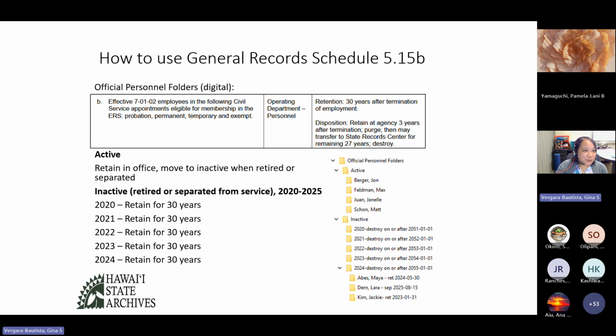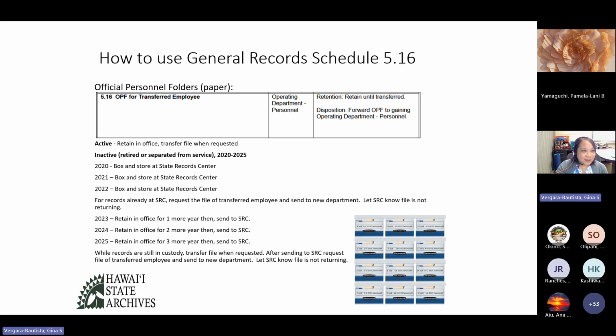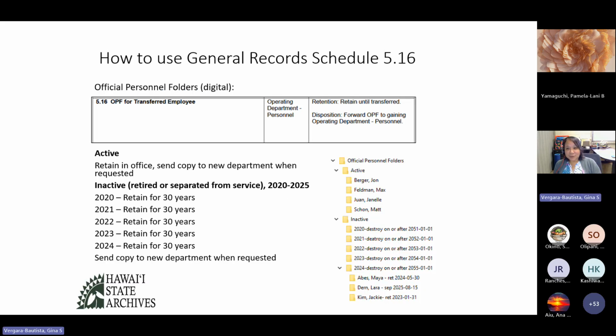Okay, so let me go to the next slide. As I mentioned, there are other schedules affecting the official personnel folder. This particular one talks about a person being transferred. What usually happens for those paper records is the records get sent to the new department where the person moved to, and they will take care of that personnel folder from then on. Of course, if you digitize that record, all you'll be sending them will be a copy.